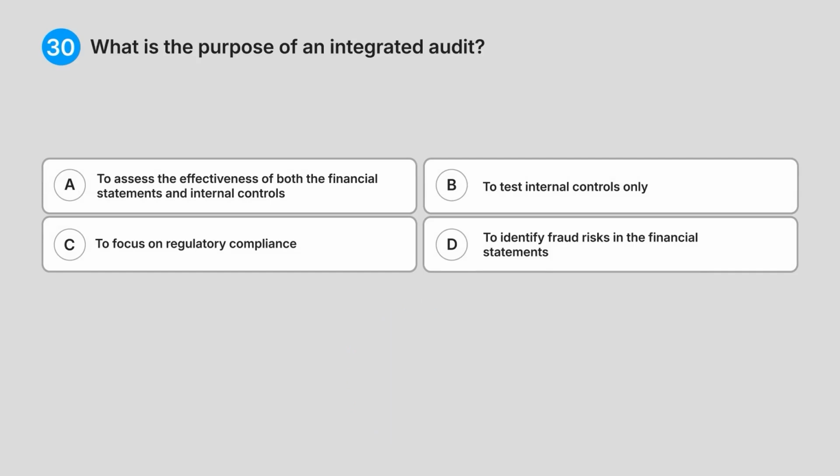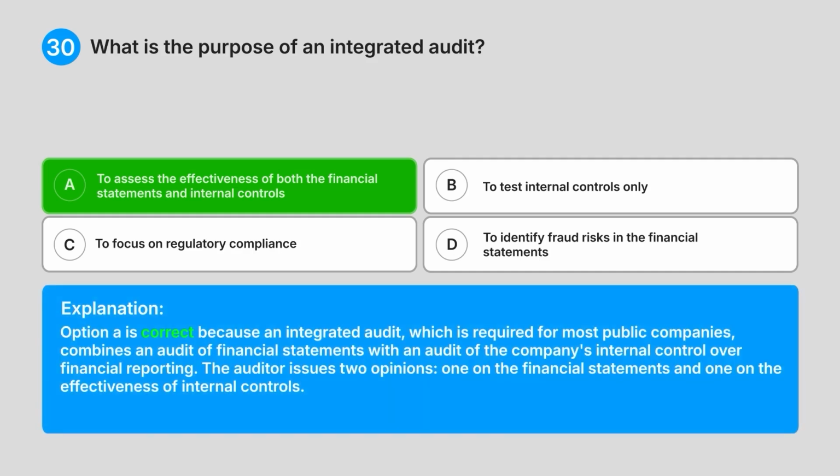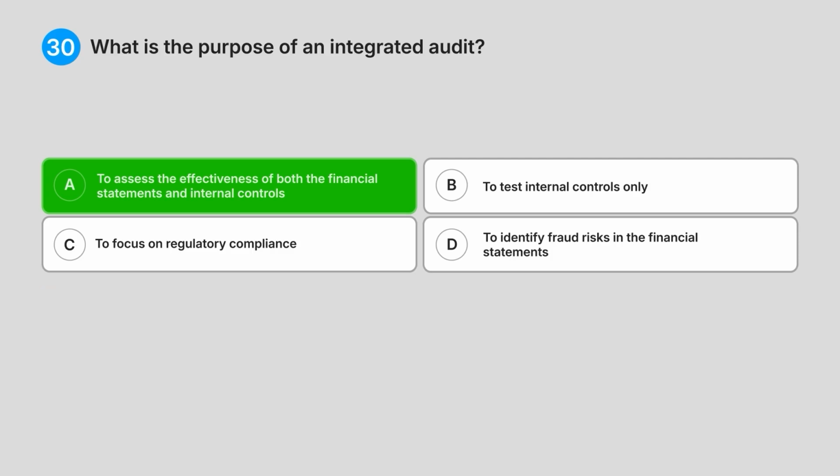Correct answer: A. To assess the effectiveness of both the financial statements and internal controls. Explanation. Option A is correct because an integrated audit, which is required for most public companies, combines an audit of financial statements with an audit of the company's internal control over financial reporting. The auditor issues two opinions, one on the financial statements and one on the effectiveness of internal controls.